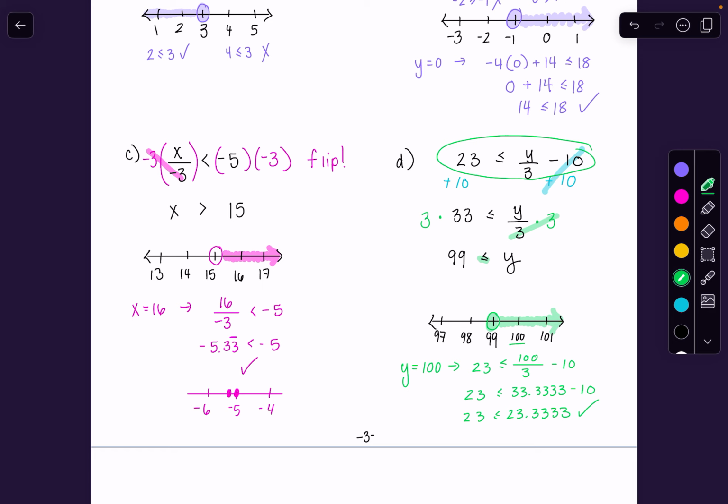Okay. So take your time with these. Be extra careful of this step, that if you multiply or divide by a negative sign, you have to flip the sign because it needs to go towards the opposite quantity.